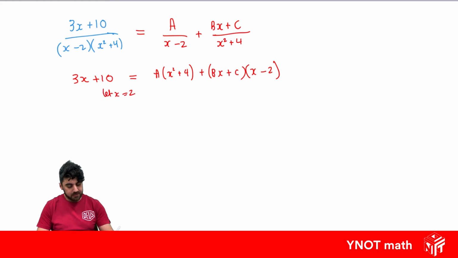We're going to let x equal 2. So on the left-hand side, we're going to get 3 times 2, which is 6, plus 10 is 16. We'll get a times 2 squared, which is 2, plus 4, which is 8. And then, obviously, letting x equal 2 here will make this all 0, as this is going to equal 0. You can see very quickly, just by letting x equal 2, we get a is equal to 2 as an answer.